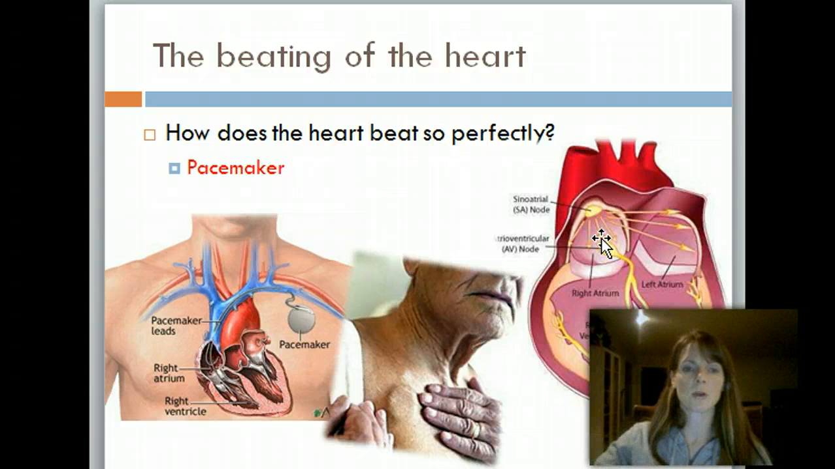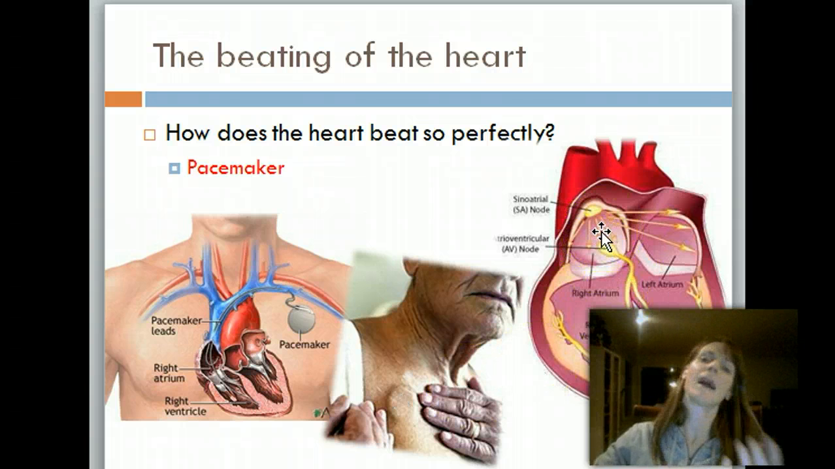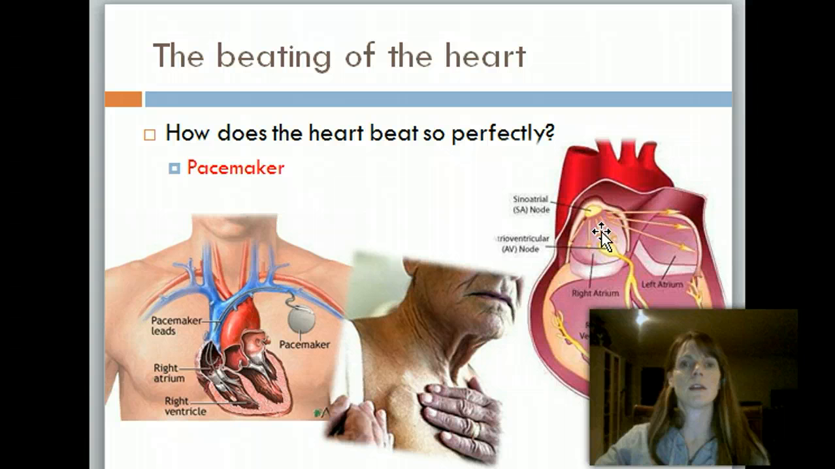Now sometimes you'll know maybe some of your grandparents or some people you've known where their pacemaker stops working and they have to get an artificial pacemaker. So you can see this right here. It actually just sits over the right atrium where the pacemaker should be, and it allows that heart to beat again in a natural way, the way it's supposed to.